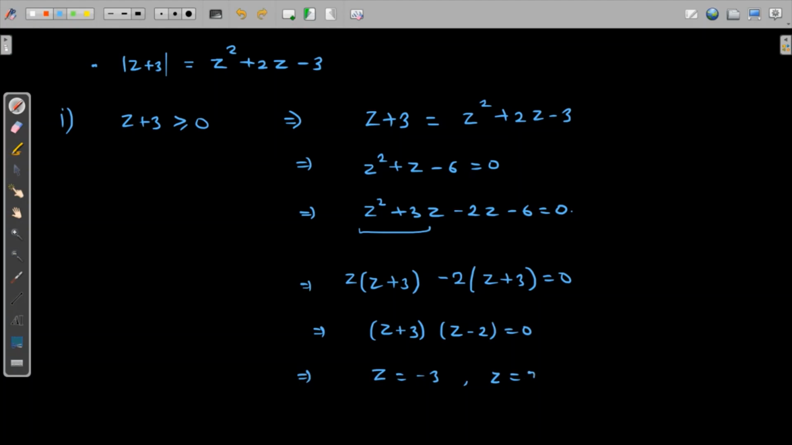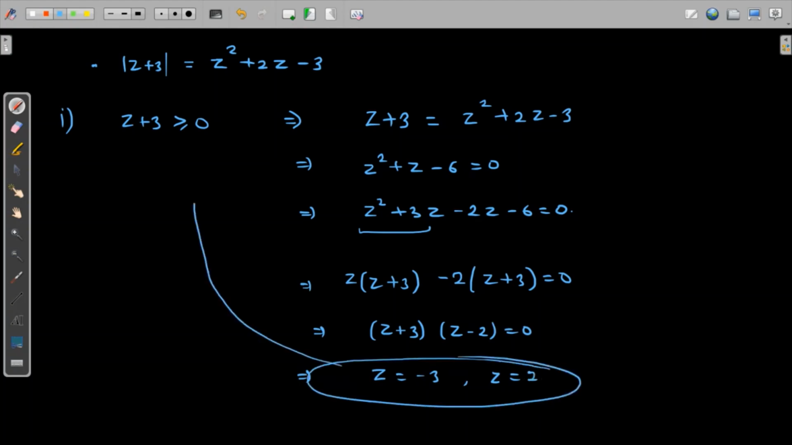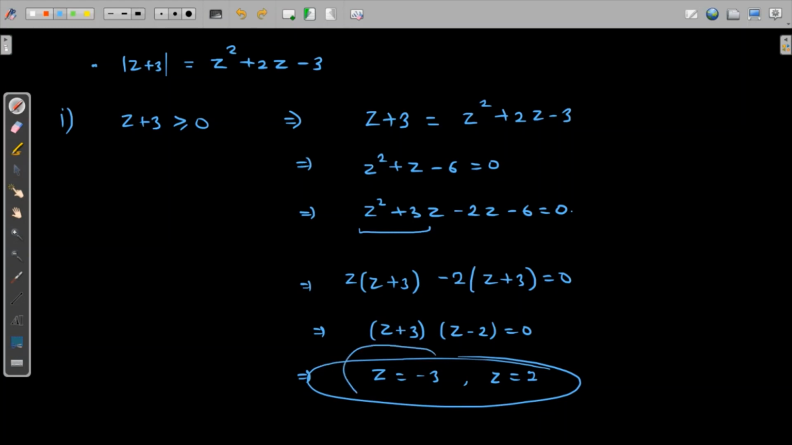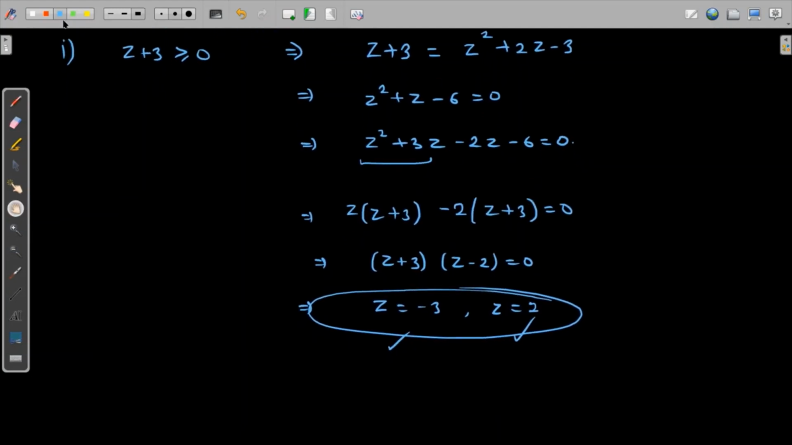But make sure that these values satisfy this particular condition, because that is the condition we need to fulfill to come to this case. If a value defeats this condition, then we cannot really come over here, and we need to ignore it. So if z is negative 3, then negative 3 plus 3 is 0, which is allowed. So z equal to negative 3 is allowed. And if z is 2, then definitely 2 plus 3 is 5, which is also allowed, because that is a positive number.